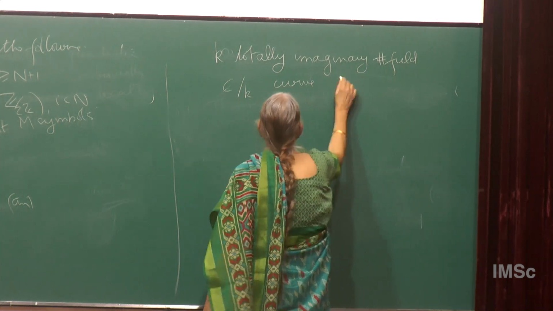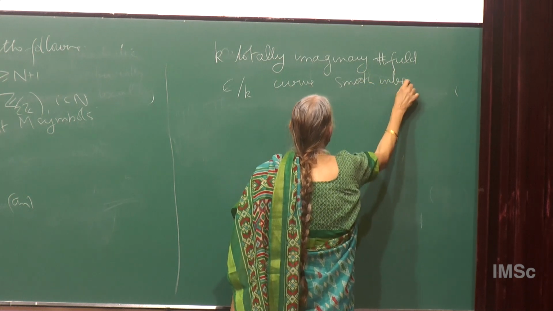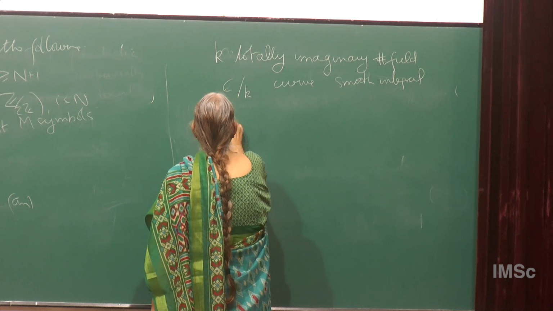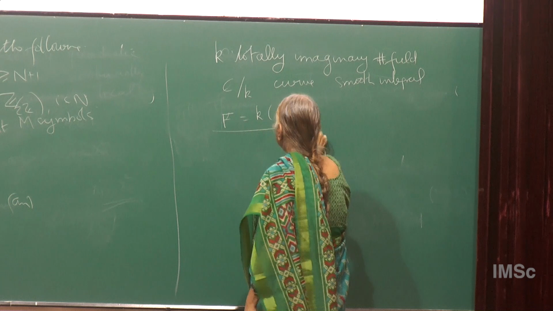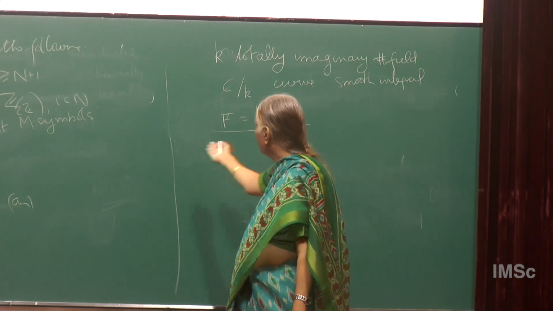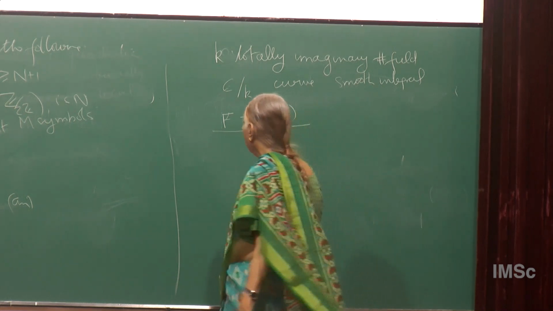Smooth, integral, and so on, and you take F to be the function field of this curve. So this is the basic curve for which you want to compute the u-invariant. So with respect to these properties, what do we know about this field? At least one thing is good.